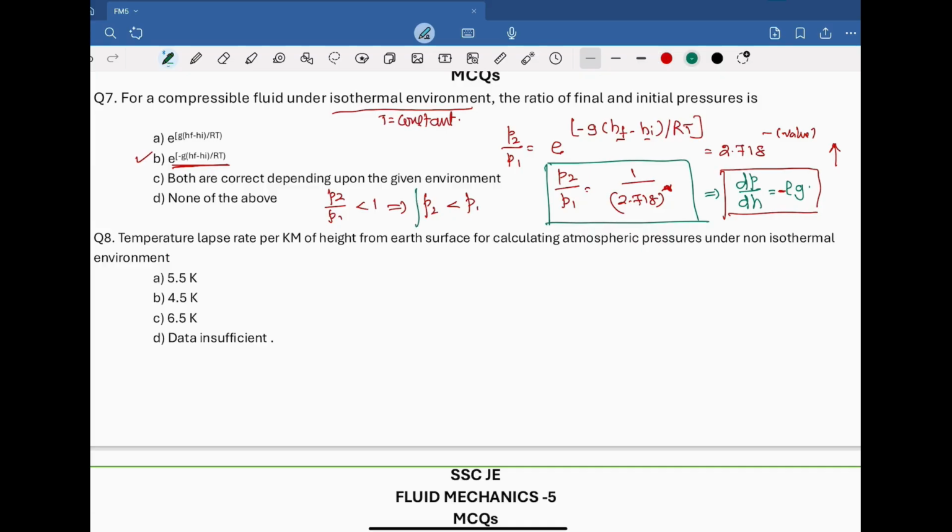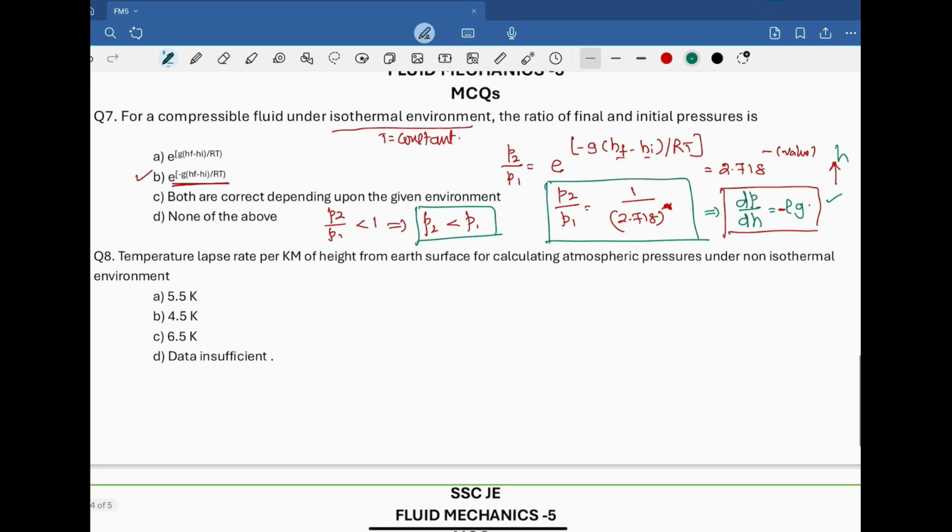This is very, very important. This I told you already, very important. dP by dH is equal to minus rho g when H is upwards. When H is downwards, dP by dH is equal to rho g. This you please understand and remember it. This is what is written in this form. From this we have derived this. Hence B is the correct answer. Now next.